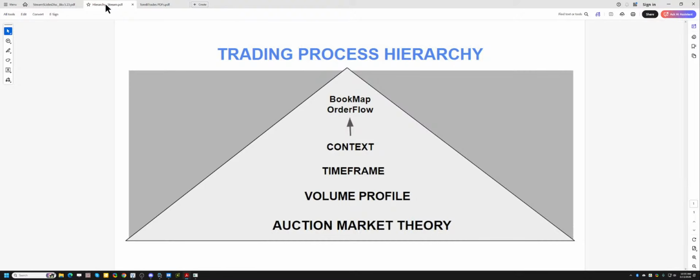Now, very briefly, this is the hierarchy of trading that I share in the TraderLab. All it is, is very simple. Auction market theory is shopping. Volume profile is how we see the distribution of volume. All prices aren't created equal.